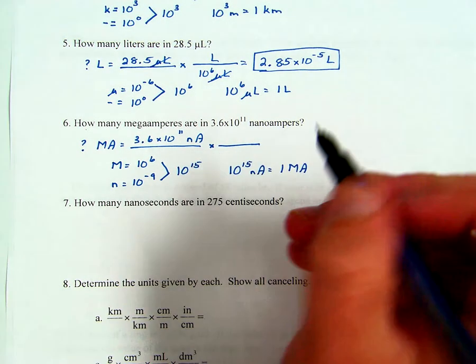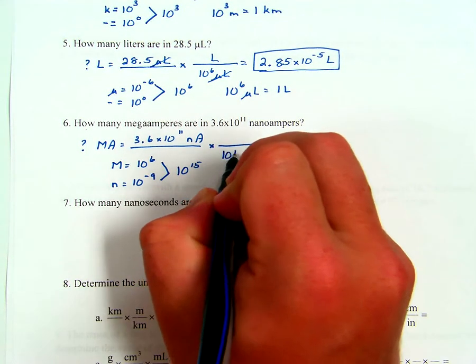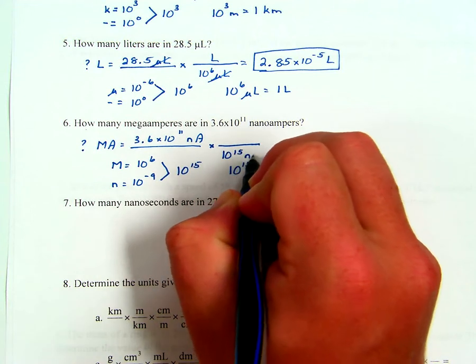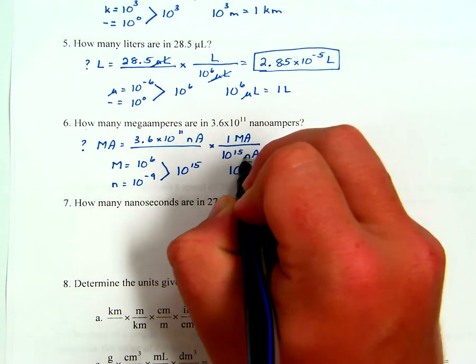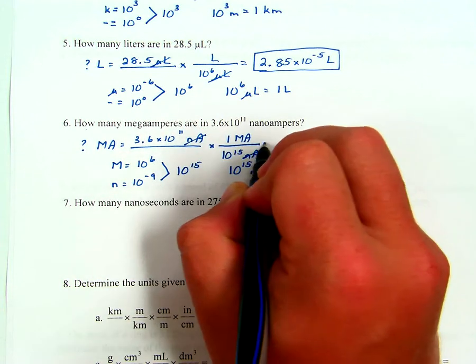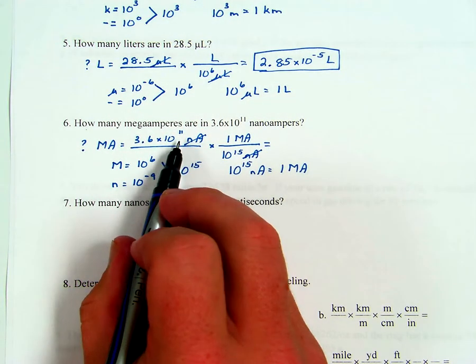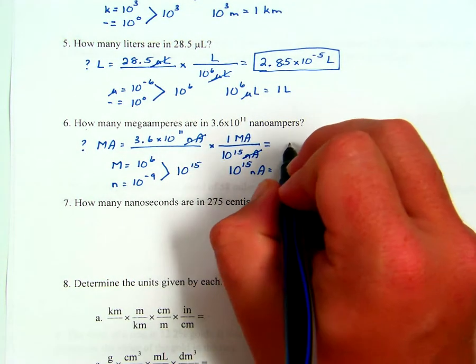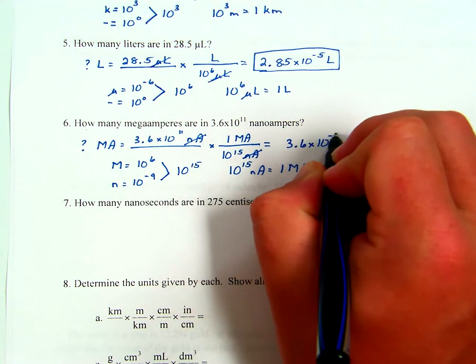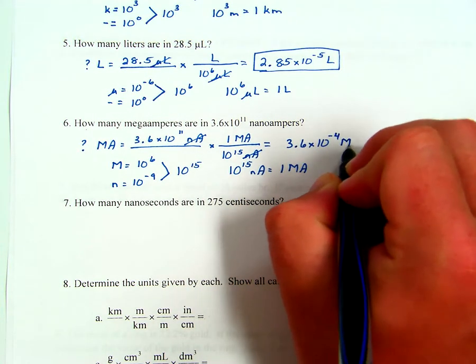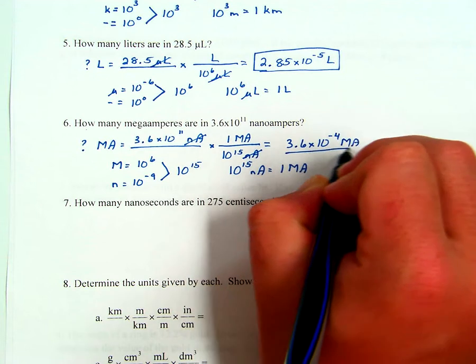And now I can use that as a conversion factor. 10 to the 15th nanoamps would go on bottom, 1 megaamp on top. Nanoamps cancel. I have 10 to the 11th divided by 10 to the 15th. That would be 10 to the negative 4th. So my answer is 3.6 times 10 to the negative 4th megaamps.